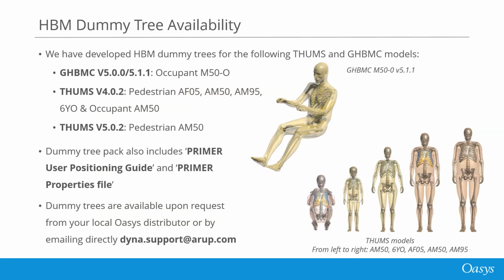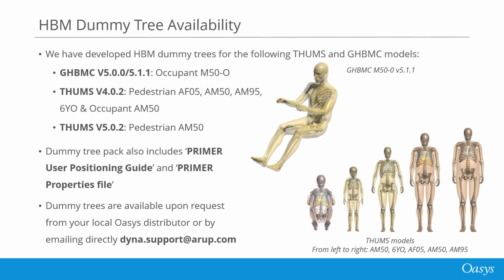So to wrap up, we have developed human body model dummy trees for the following THUMS and GHBMC models. We have the GHBMC version 5 and 5.1 Occupant 50th percentile. We have THUMS version 4, pedestrian 5th, 50th, 95th, and 6-year-old, and the Occupant 50th percentile. And then THUMS version 5, the pedestrian 50th.